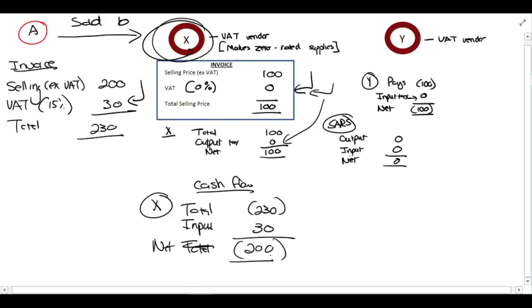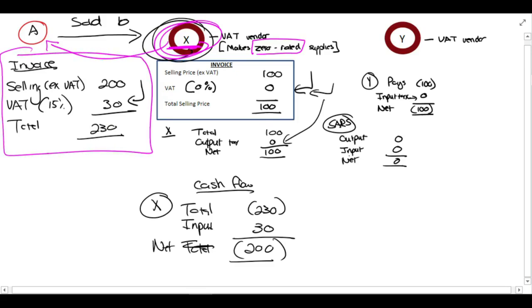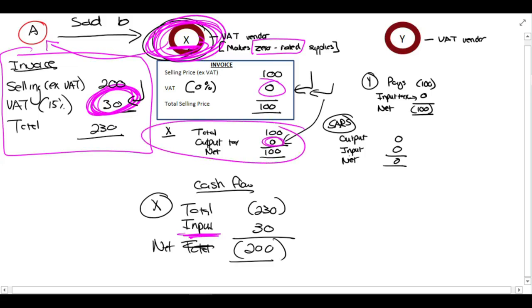So what I want you to understand is that if X makes zero-rated supplies, it means that if X goes and buys something from someone and they get a VAT invoice, like we have here, X can still claim that amount on the invoice as input tax. Even though their output tax, this is their output tax over here, and here, is going to be null, they can still claim it. So can you see this is beneficial for X?